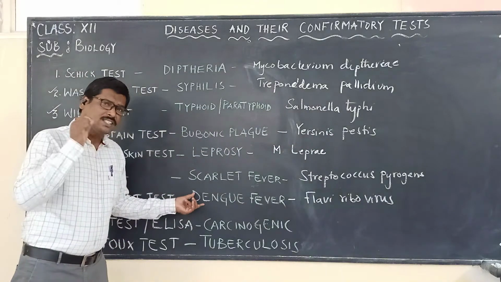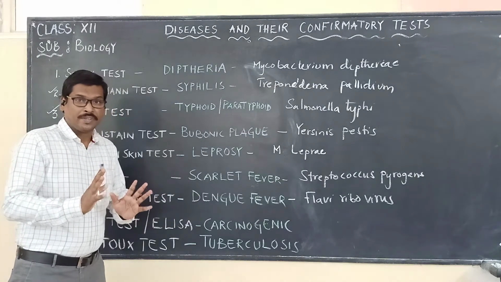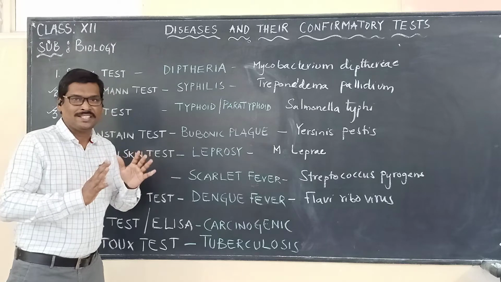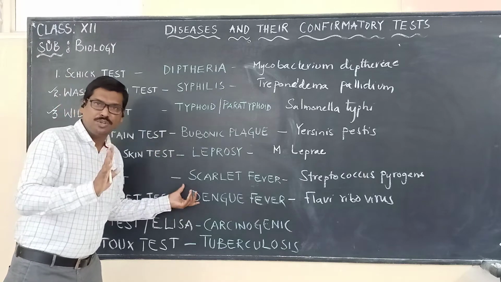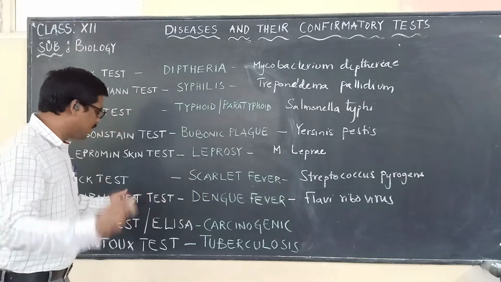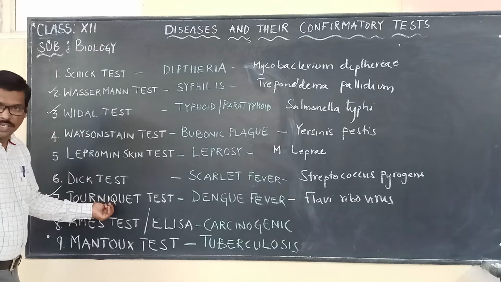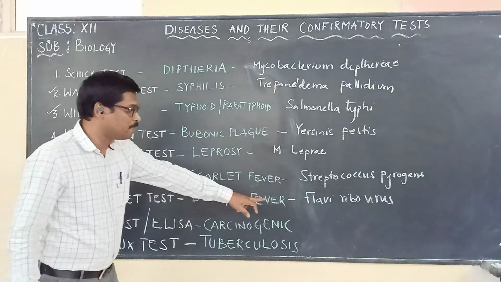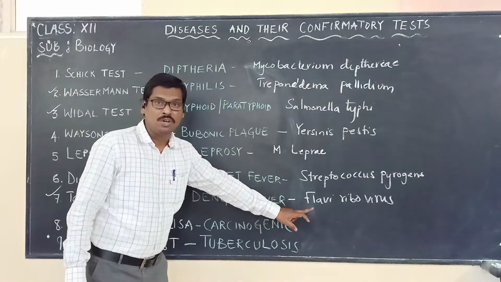So when a person is suffering with high fever, in order to confirm whether it is a normal common fever or exactly dengue fever, the test that they do is the tourniquet test. The tourniquet test is used to confirm dengue fever, which is caused by a virus called flavivirus.